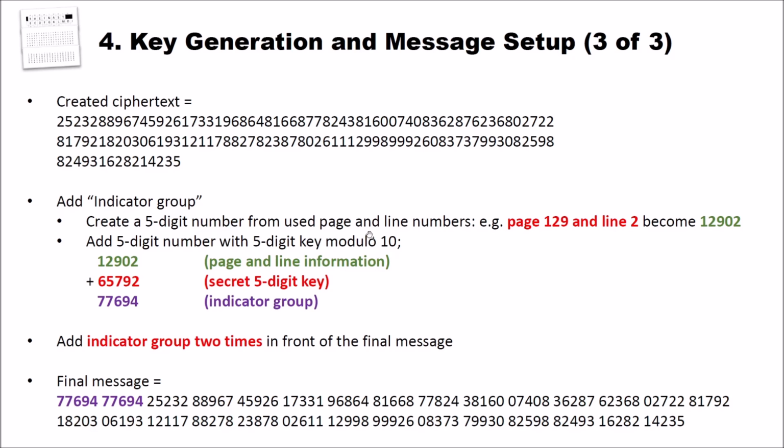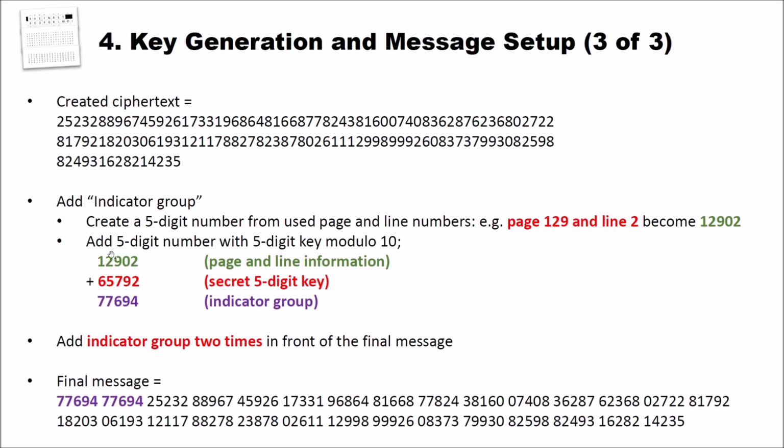Now let's create our final message that we can then send. So we have our created ciphertext from the encryption, and we have to add the indicator group so that the receiver knows how to decrypt this ciphertext. To do so, we create a 5-digit number from the used page and line numbers from the book that we used to obtain our key phrases. For example, we used page 129, and there's a second line. This becomes the number 129, this is the page, and then 02 for the line. We add our 5-digit number with the 5-digit key modulo 10. You know this 5-digit key is known by us and by the Stasi.